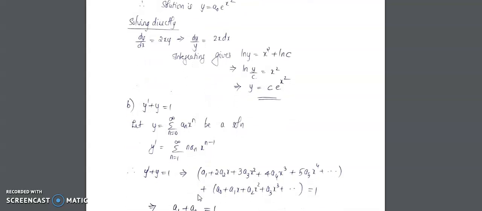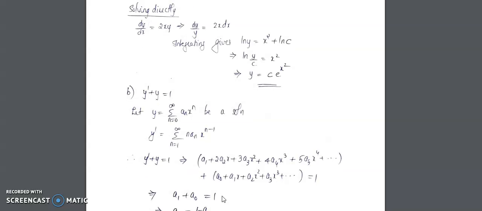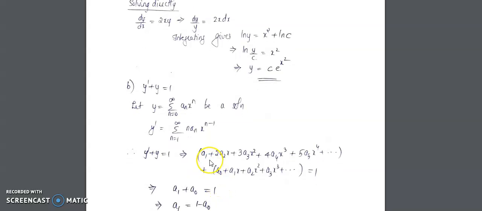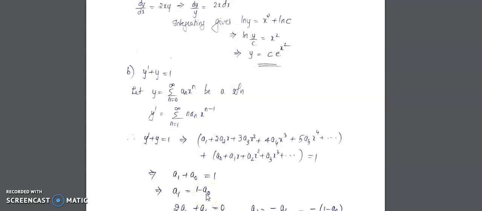So the equation will become a1 plus 2a2x plus 3a3x square plus 4a4 x cube, 5a5 x raised to 4 plus etc., plus y, which is a0 plus a1x plus a2x square plus a3x cube plus etc. That will be equal to 1. Now equate the coefficients on both sides. First equating constants on both sides. On the left side you have a1 plus a0 and on the right side 1. a1 is 1 minus a0.